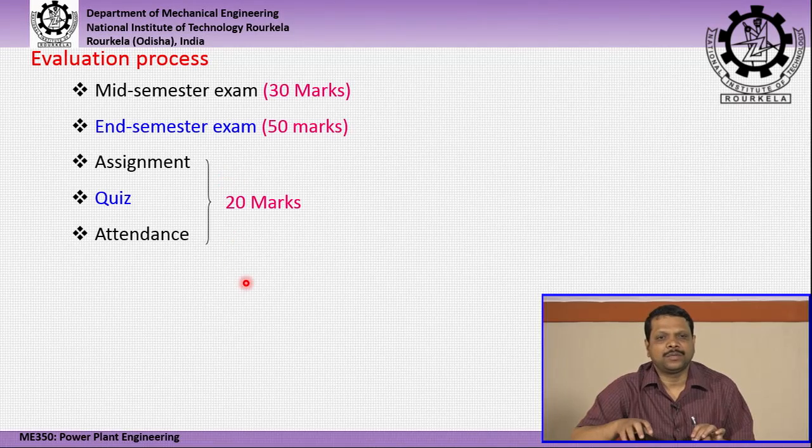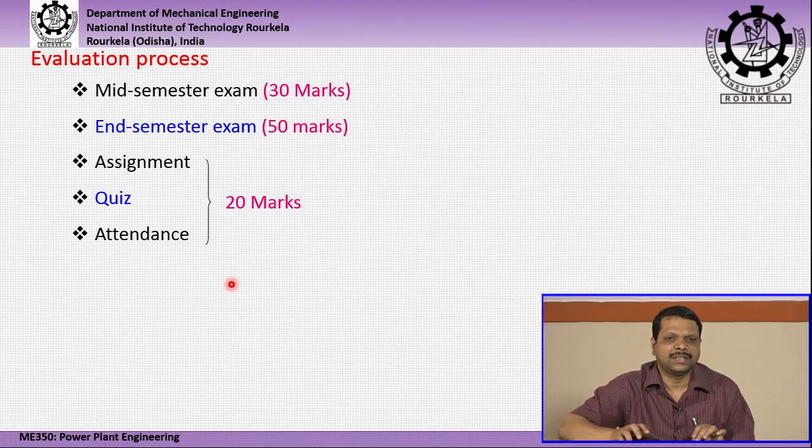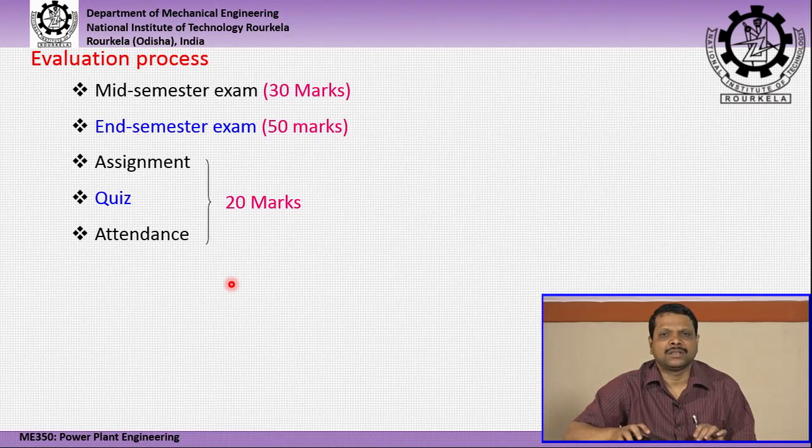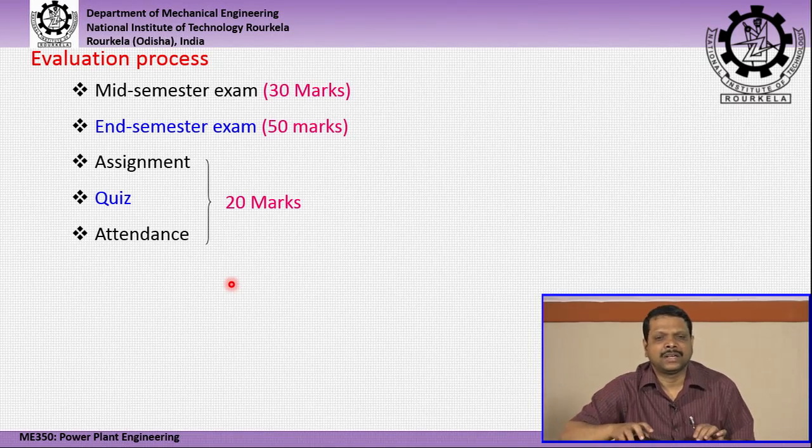Regarding the evaluation process, it will consist of traditional evaluation with 3 modes. One will be your midsem, where 30% credit will go. Then we will have an end semester exam, where 50% of the credit will go. Then the internal evaluation, for which 20% credit will go, which includes your regular assignments, quizzes and attendance of the student in the class.